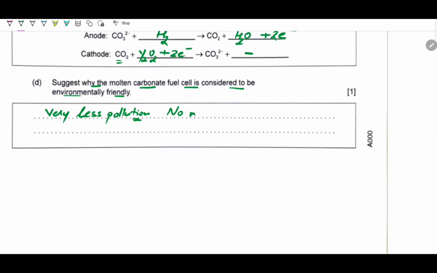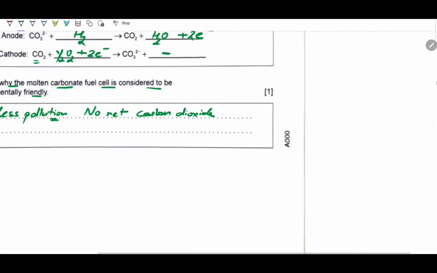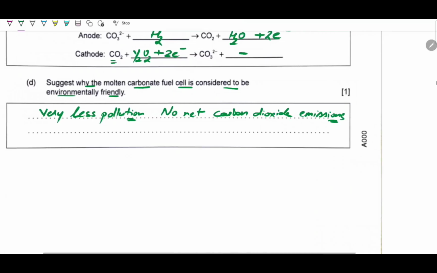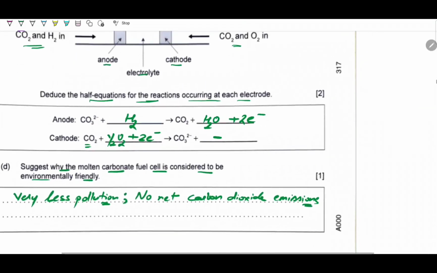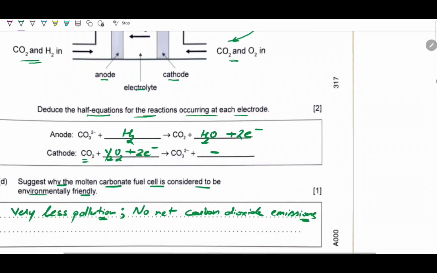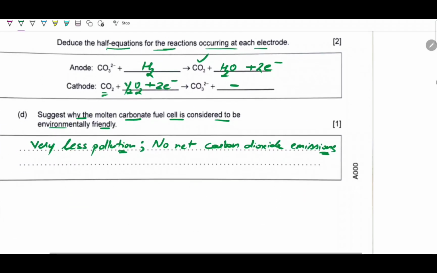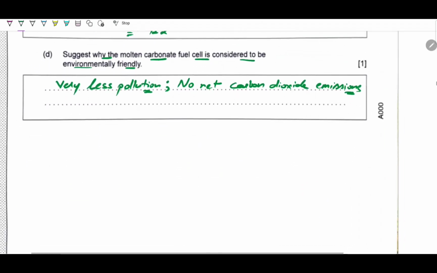No net carbon dioxide emission is taking place. There are no net carbon dioxide emissions taking place. I can write this point also. As per this equation, there is no net carbon dioxide because carbon dioxide produced at the anode is utilized at the cathode. So there will be no net CO2. Hence, it is almost pollution free.